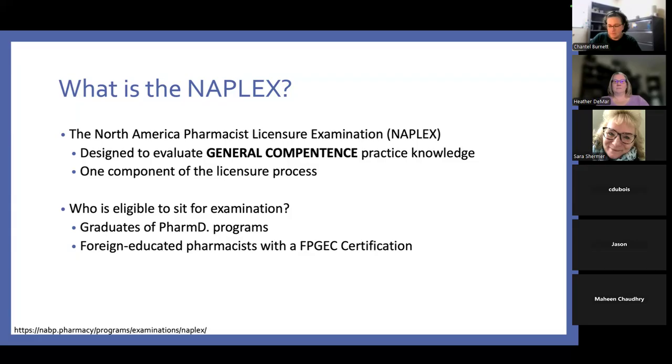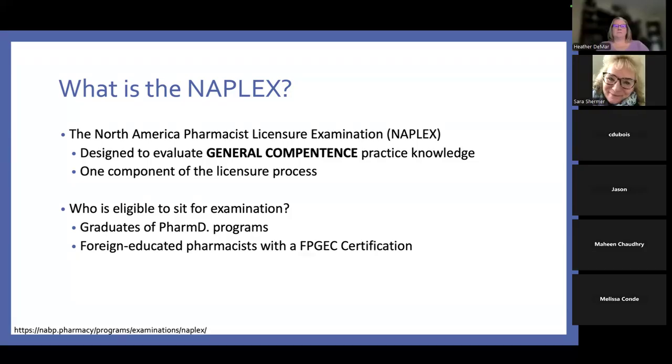The NAPLEX is one component of the licensure process. As I'm sure you may recall, the NAPLEX is the drug exam, but we also have to take a law exam, and the law exam is most of the time different depending on the state. So the NAPLEX itself is only one component. And in order to meet the requirements to test for the NAPLEX, you either have to be a graduate of a PharmD program here in the US, or you need to meet the certification process if you trained in a foreign country. So there are requirements as to who can sit for the NAPLEX.